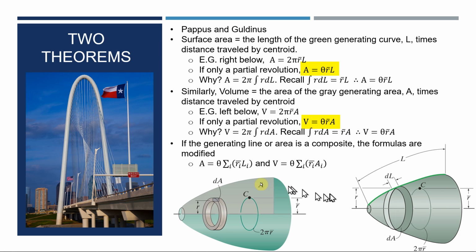Okay, between video segments I did check, and that is the centroid of an individual section times the length of that section, not the total length. The centroid of an individual section here, the centroid of an area, times that individual area. We'll see an example of it coming up.